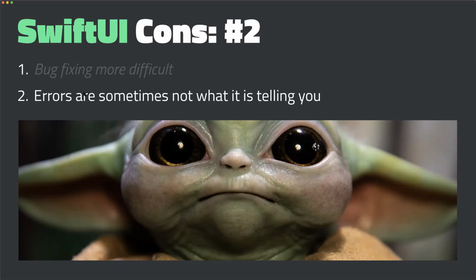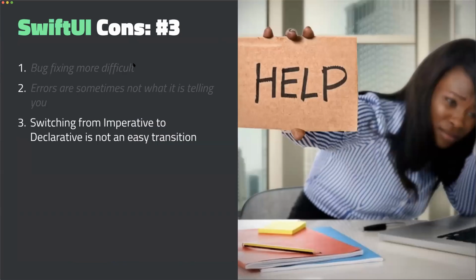The third con: switching from imperative to declarative is not an easy transition. So some people don't even know that right now when you're using UIKit, you're going from imperative coding to declarative coding.